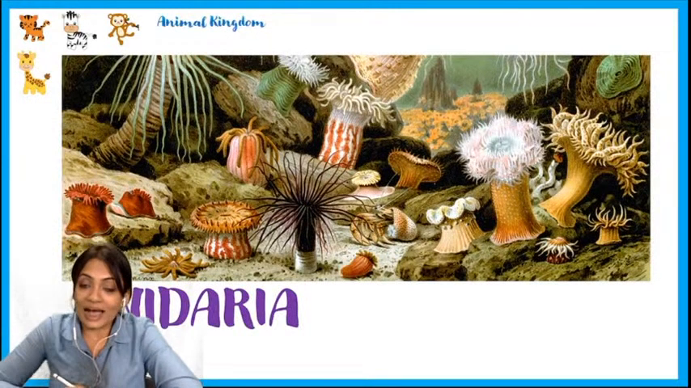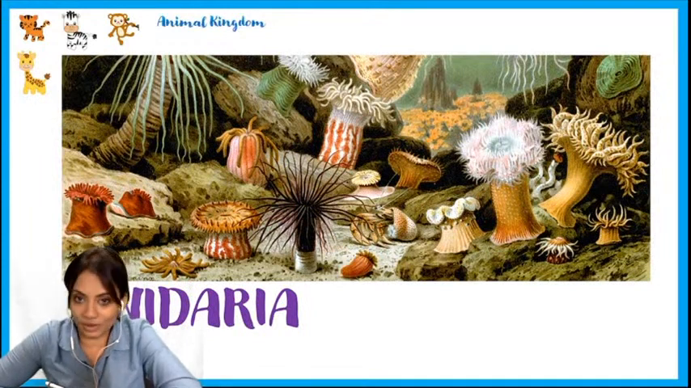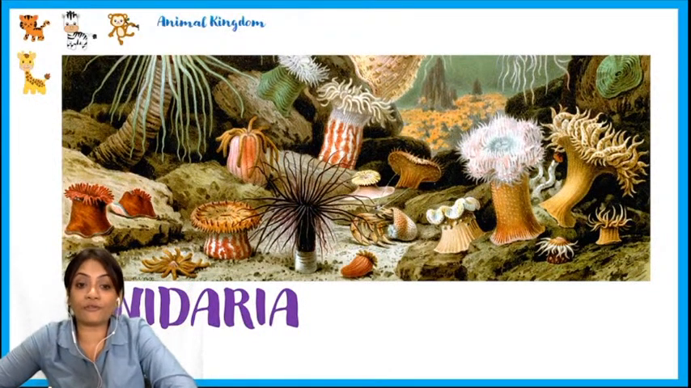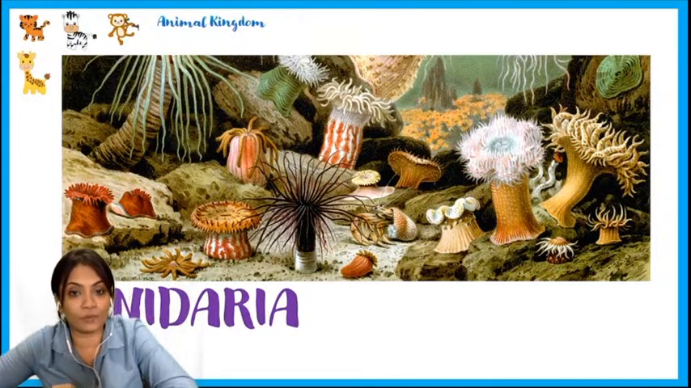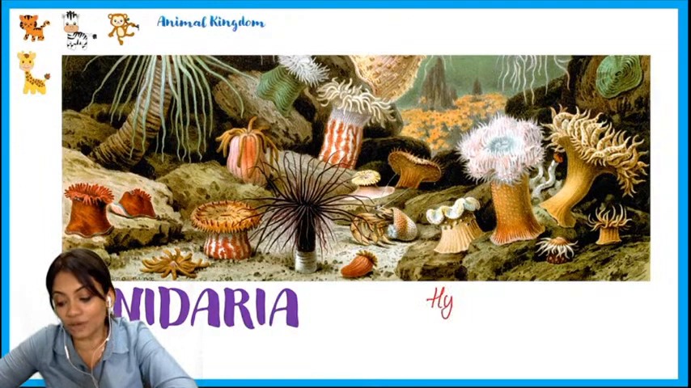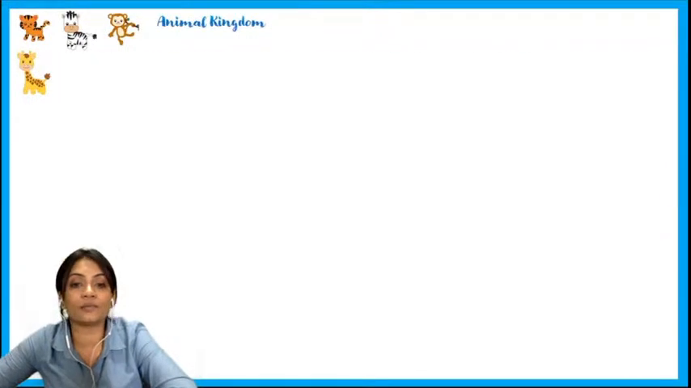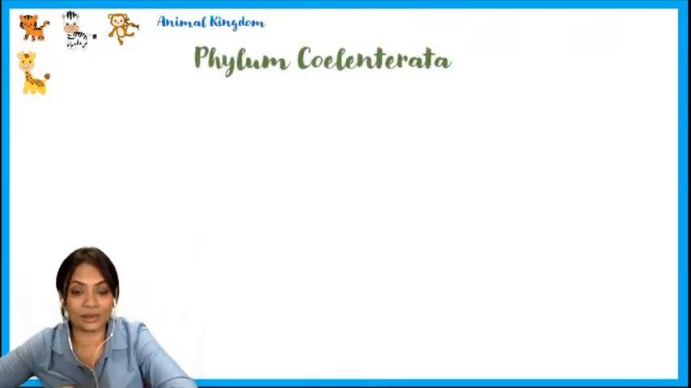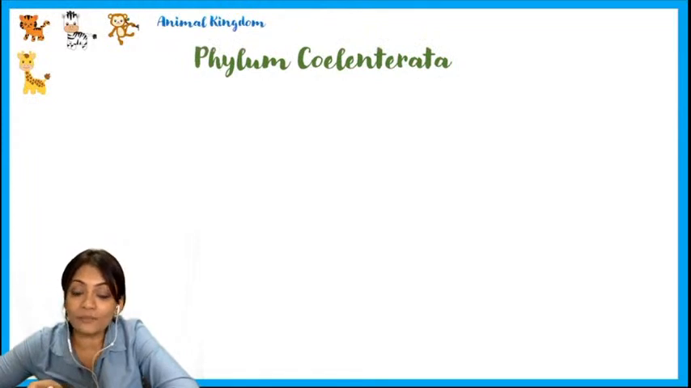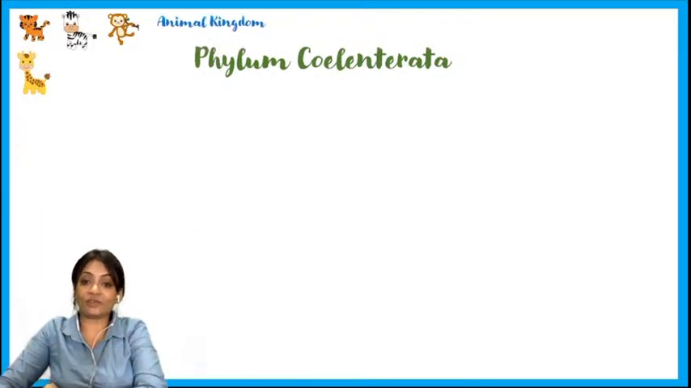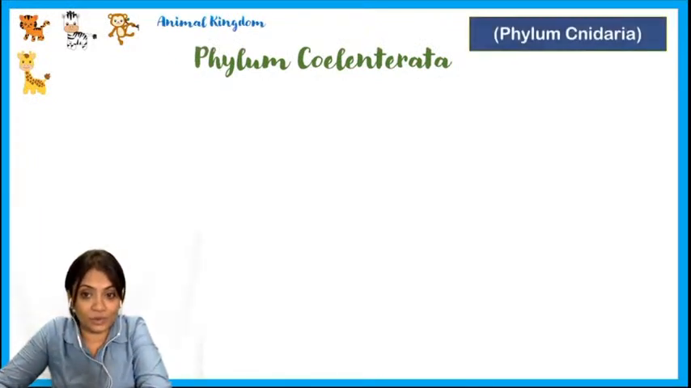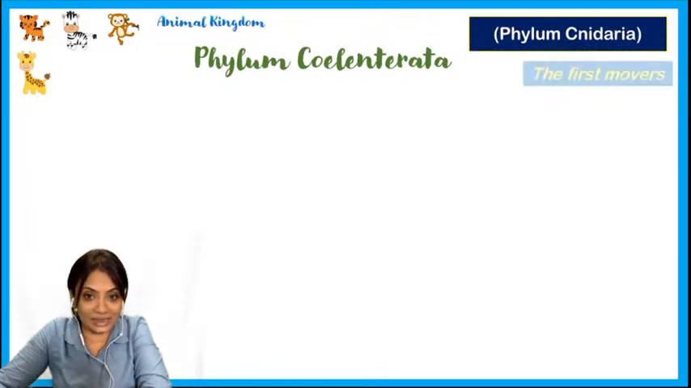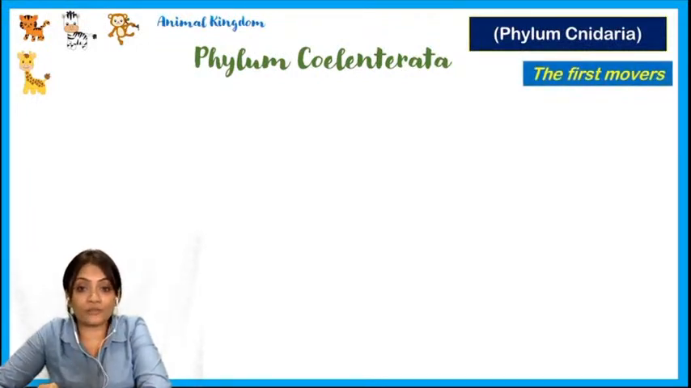So now, after all that we did in Phylum Porifera, let us start with Phylum Cnidaria. When we talk about Cnidaria, basically we're talking about Hydra and jellyfish. Let's see here what Phylum Cnidaria is all about. Phylum Cnidaria was previously, in school, learned as Phylum Coelenterata, but now we will call it Phylum Cnidaria. And these actually were the first movers.